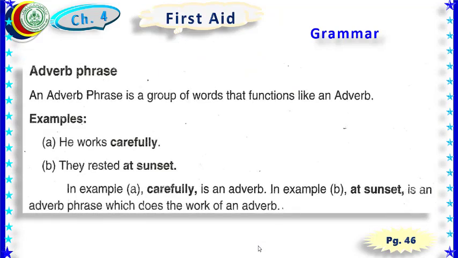Dear students, this is adverb phrase. Adverb, you know very well. Adverb is a word which tells us about an action. An adverb phrase is a group of words that functions like an adverb. For example, he works carefully. Carefully is an adverb. They rested at sunset. At sunset is an adverb phrase, yes, because there are two words.